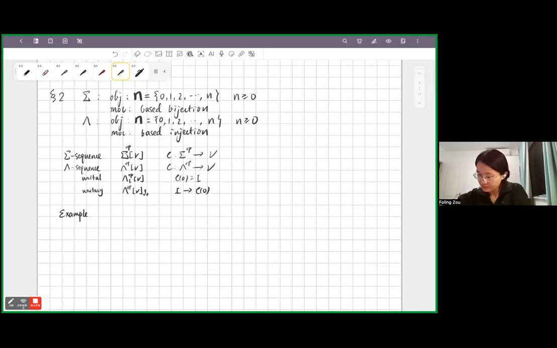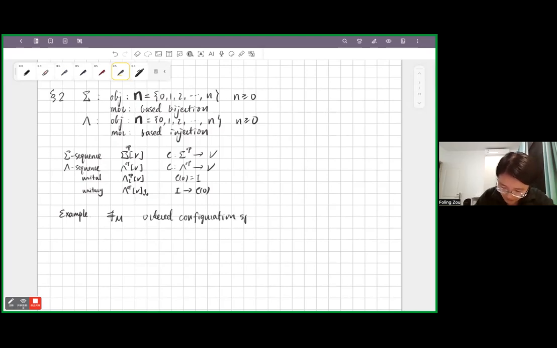So here are some examples. If we have a space M, we can think about the ordered configuration spaces on M, and this is naturally a symmetric sequence, but it is also naturally a lambda sequence.